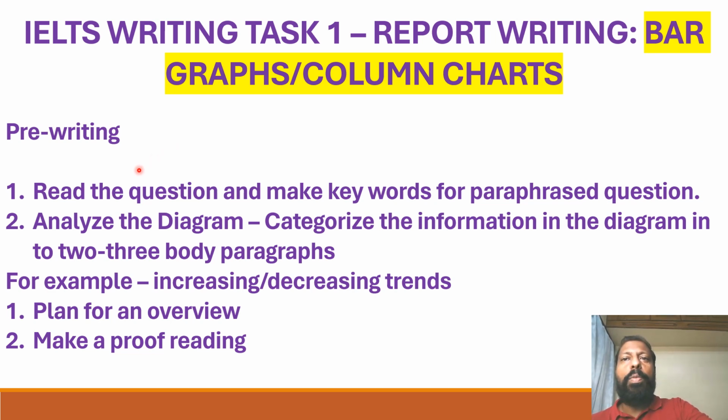So what are the different moments in this pre-writing? First of all, you need to read the question and make the keywords relevant for the paraphrased question. That means in paragraph number 1 we are going to make a paraphrased question, and definitely you can think of keywords or some important synonym words for the question, so that you can make a paraphrase. What do you mean by paraphrased question? It is parallel wording. You are parallel wording the question.